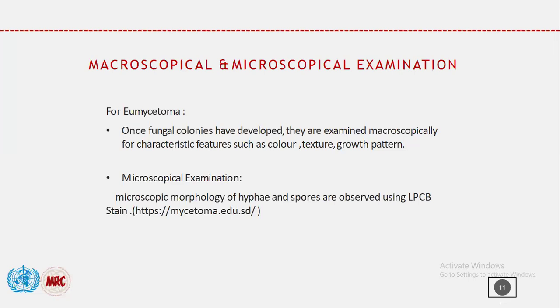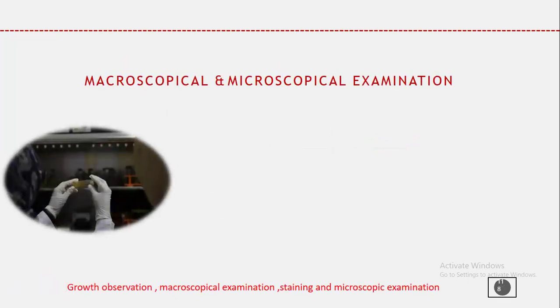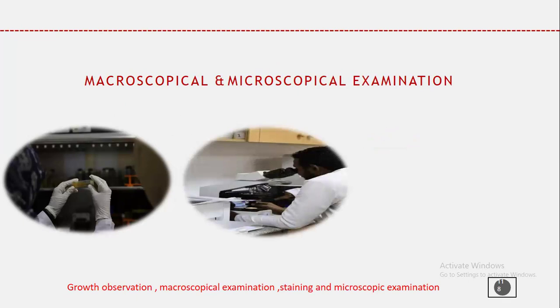The color of the colony in eumycetoma ranges from black to white. In the microscopical examination, we use lactophenol cotton blue to visualize the hyphae, spores, fungal cells, and conidia. You can find the lactophenol cotton blue stain SOP at the Mycetoma Research Center website. Okay, as shown in this picture, we have the observation of the growth, then the direct microscopy.